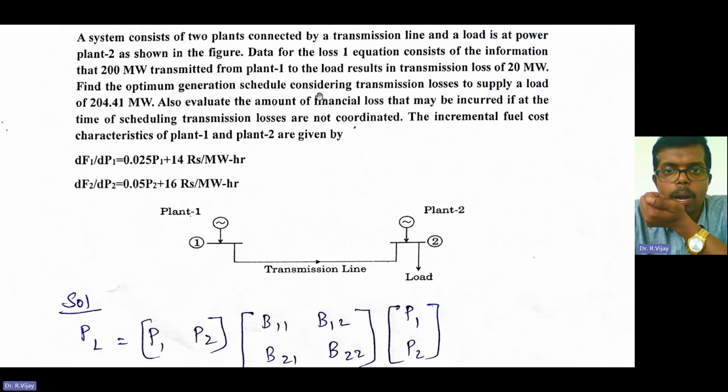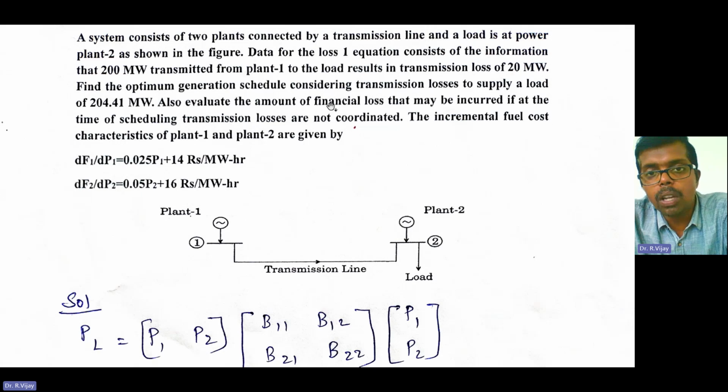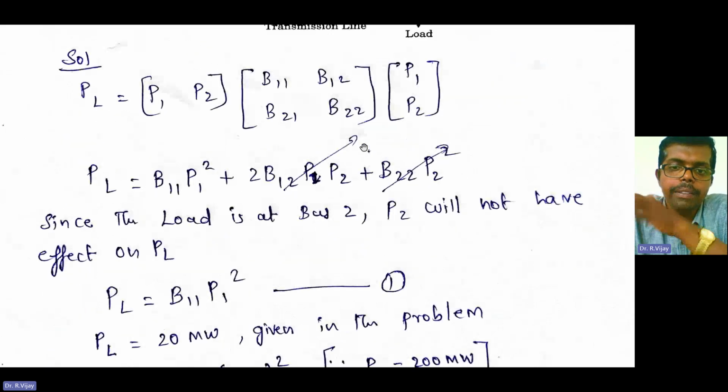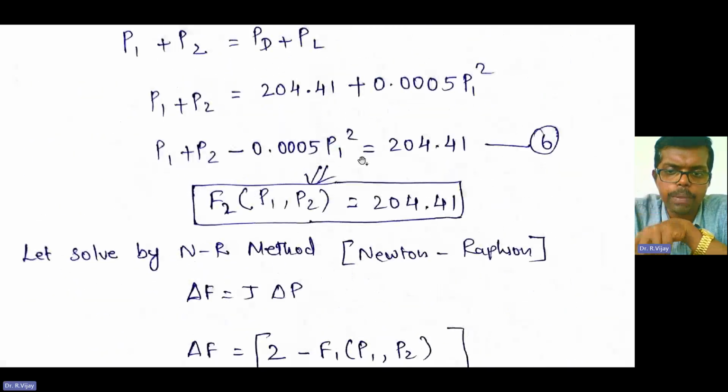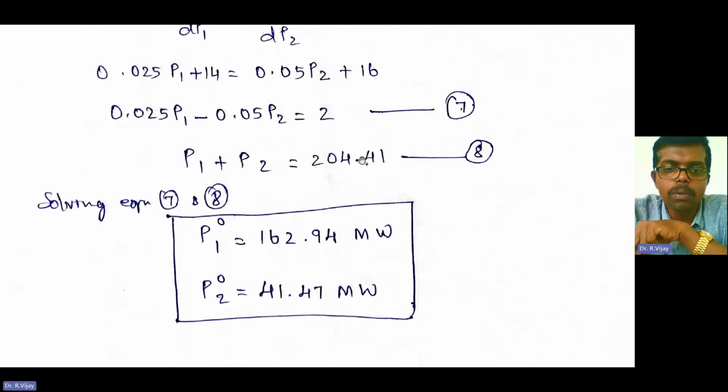If you go to the problem, you understand clearly what they asked: find the optimum generation schedule considering the transmission line to supply the load of 205 megawatt, and also evaluate the amount of financial loss that may be incurred if, at the time of scheduling, transmission losses are not coordinated. So they ask for the financial loss, and that's why we take the P1 and P2 values as the lower limits in the integration.